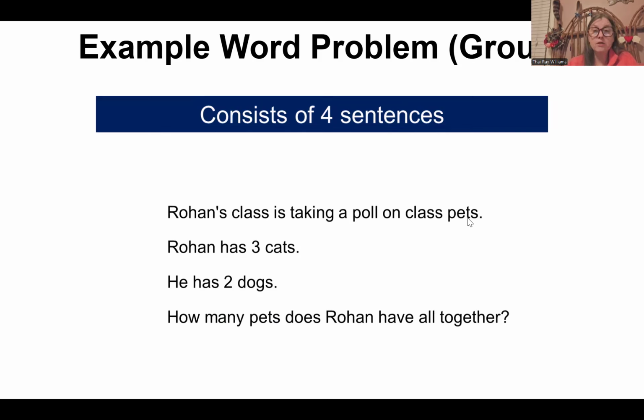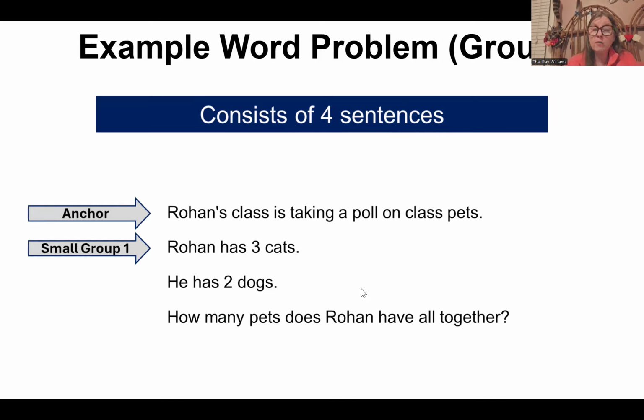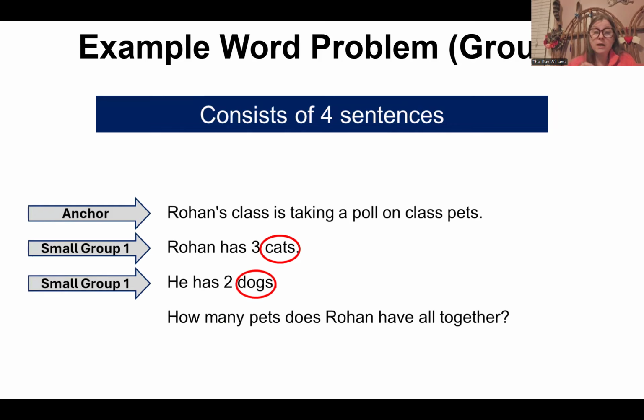Well, if we look at this, there are specific types of sentences that you need to include. The first one is called an anchor sentence, and the anchor sentence gives context for the word problem. It tells us what's happening, where it's happening. So in this case, we know that it's his class and that they're having a poll, and that poll is related to class pets. Because this is a group word problem, we have one small group, and this one is cats. And then we have another small group, which is dogs. Now, again, that is specific to group word problems.